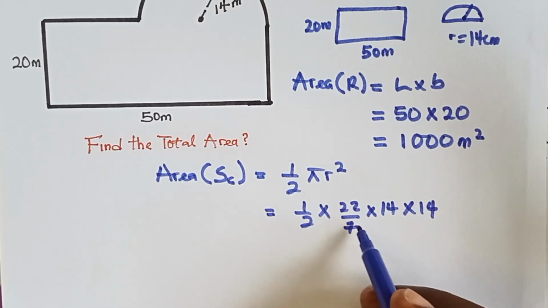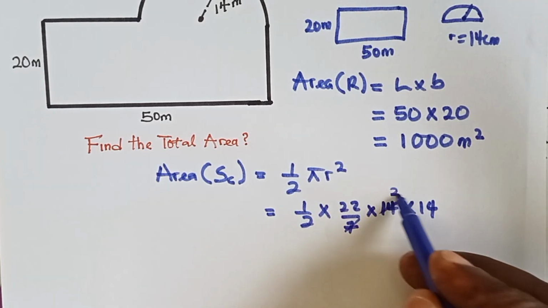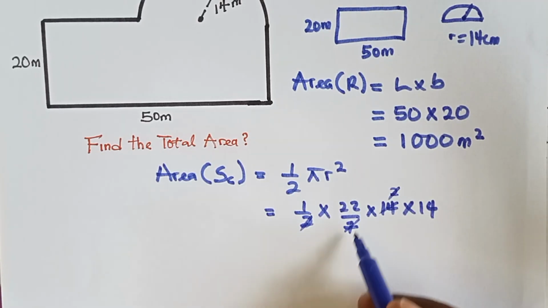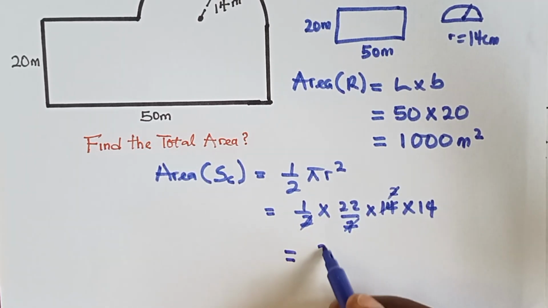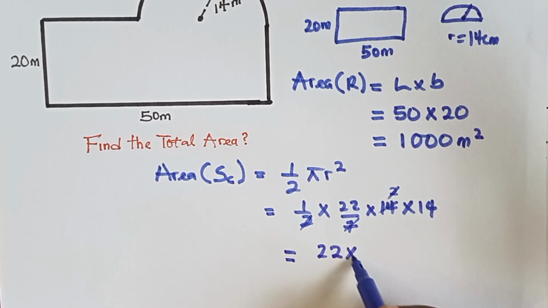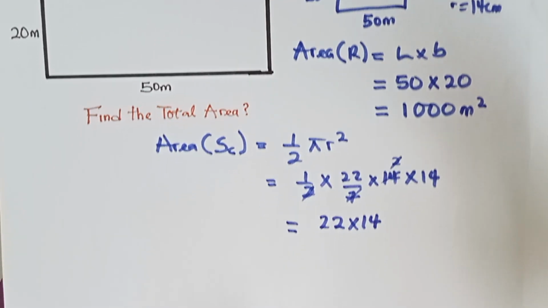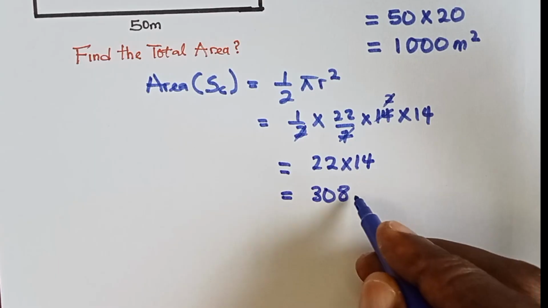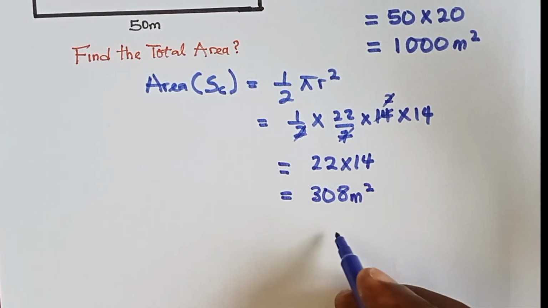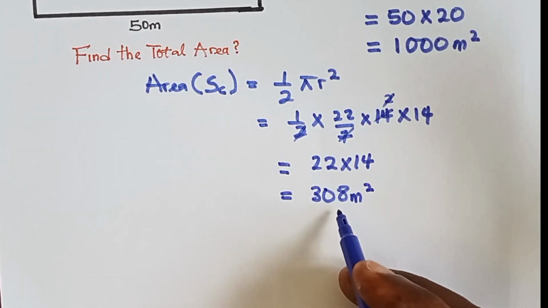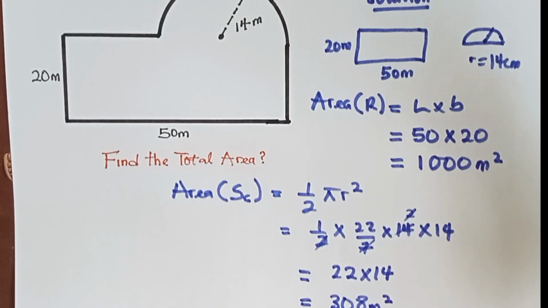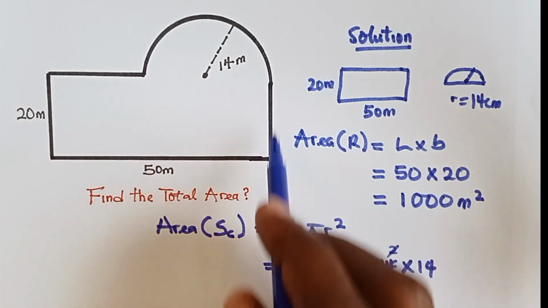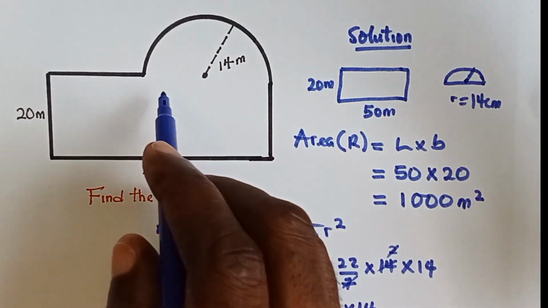Okay, so when we divide 7 into 14 we get 2, and these two divide these two, so this gives 22 times 14, that is 308 meters square. That's the area of the semicircle. Now the area of this shape, as I've said before, is the sum of the area of the rectangle and the area of the semicircle.